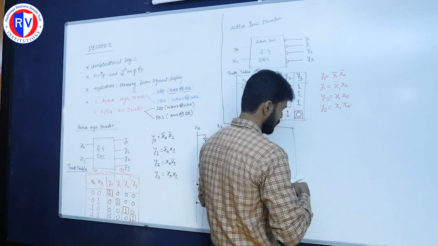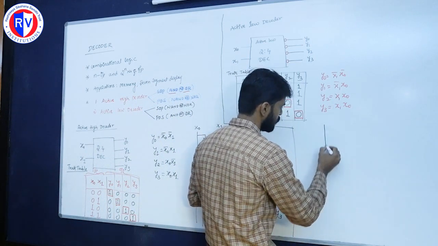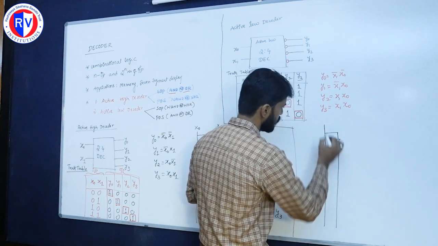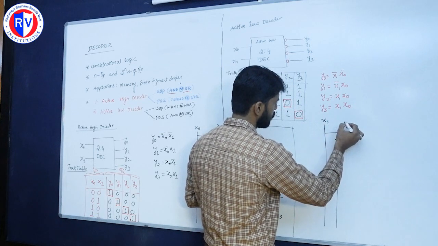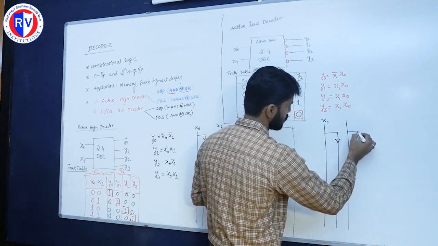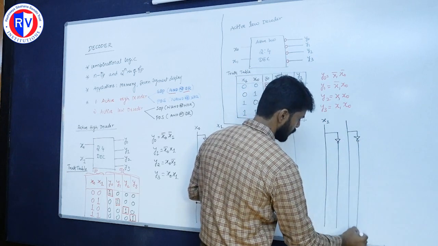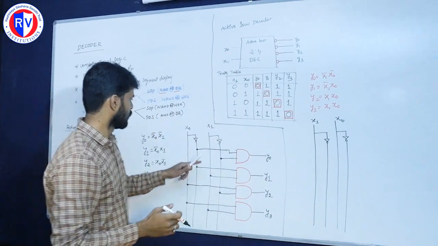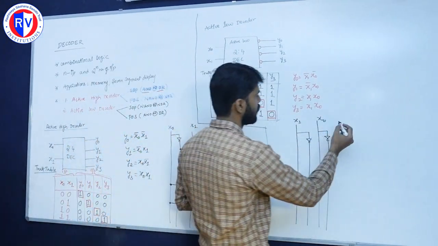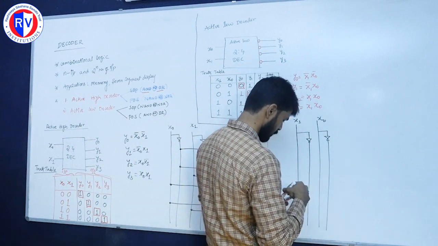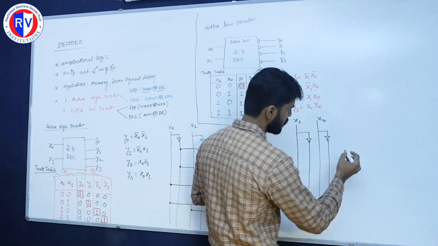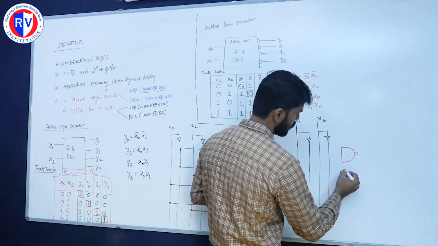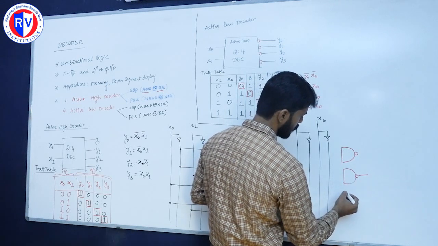Now initially I will take two inputs. One is X1, another one is X0. Now I will take 4 NAND gates. As I said, with the help of active low decoder, if I want to generate any SOP equation, I need a NAND gate.